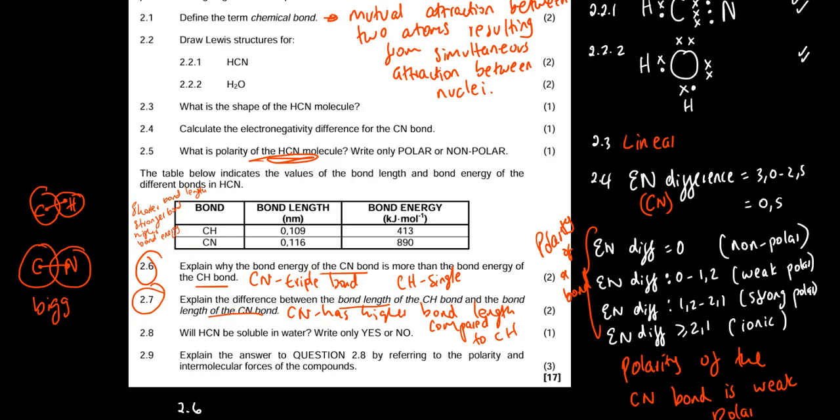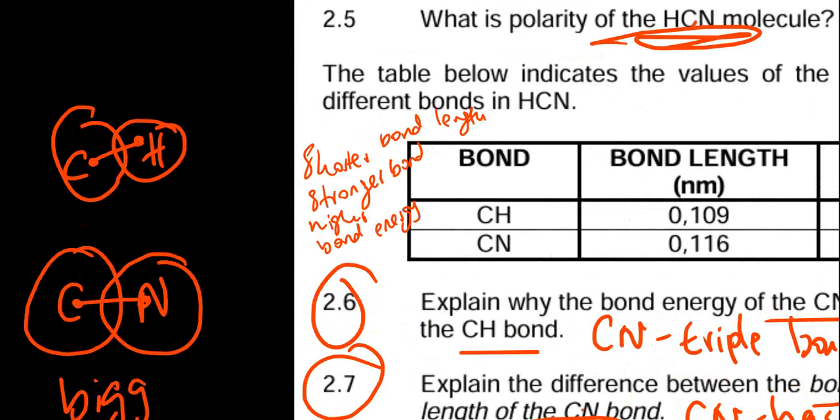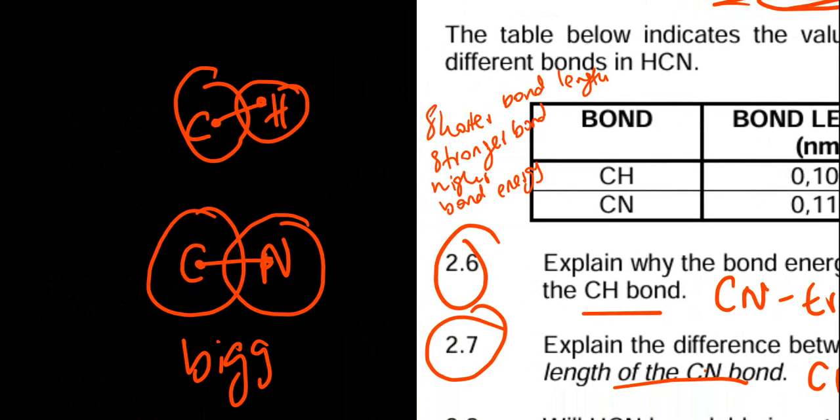Right. So comparing carbon bonded to hydrogen and carbon bonded to nitrogen, nitrogen is a bigger atom because it has more energy levels compared to hydrogen, which has just one energy level. So since hydrogen is small, it's going to have a shorter bond length. Because what is bond length? Remember, it is the distance between the two nuclei. Whereas the CN bond is longer because N is a bigger atom.